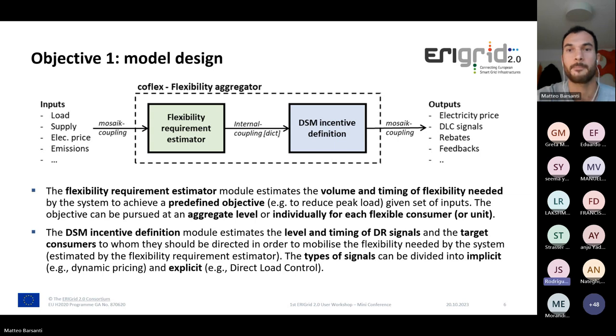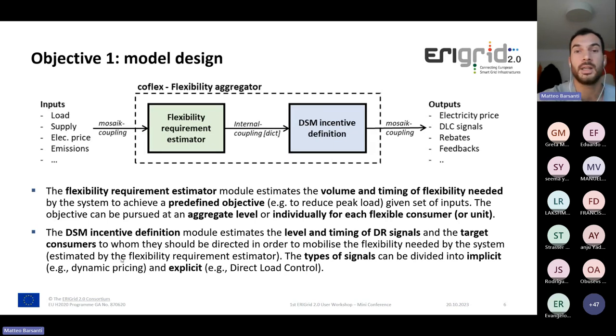Yeah, thank you, Matteo, for that. We have another question in the Q&A. Which algorithm is used to aggregate the flexibility? Did you aggregate flexibility at the device level or at network level, or for example, the flexibility of the whole distribution network?